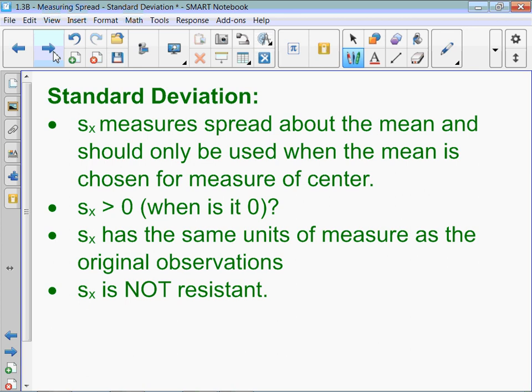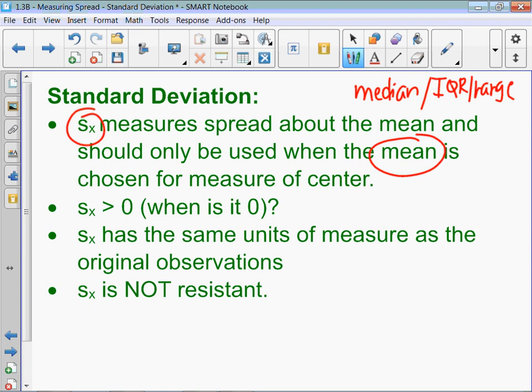Colin, you with me? Oh, good. Write this down. So mean always goes with standard deviation. If you're doing the mean, then you want to talk about the standard deviation for the spread. If you use mean for your center, use standard deviation for your spread. In other words, if you use median for your center, then you can use IQR or range for your spread. Those guys are friends. Okay? Those go together.